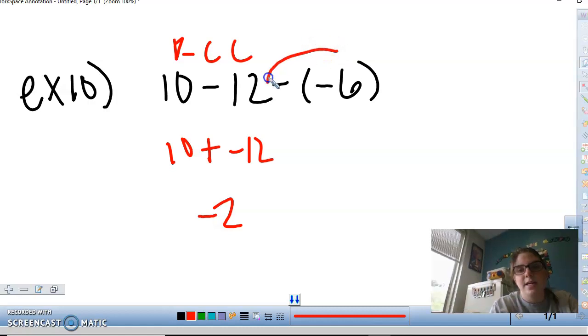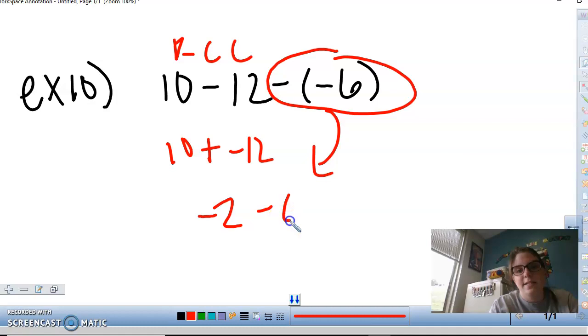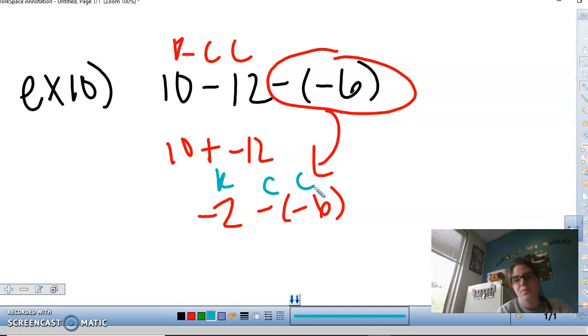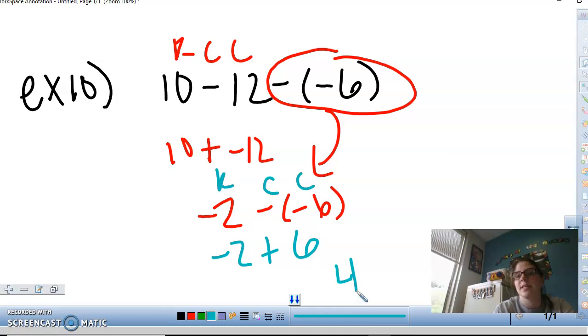Now I'm going to bring down this second part, minus a -6. Let's change colors. I'm going to keep, change, change. And so I'm going to have -2 plus +6 now. Those are different signs, so I know I'm going to subtract. So I'm going to have 4, because 6 minus 2 is 4. And I keep the sign of the bigger number. The bigger number is 6, which is positive, so it's going to be a +4.